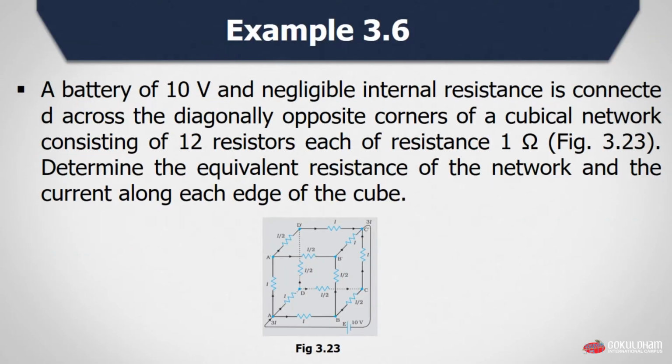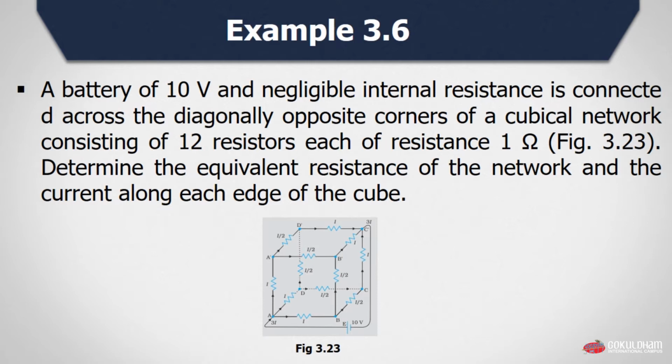Now let us look at example 3.6, according to which a battery of 10 V and negligible internal resistance is connected across the diagonally opposite corners of a cubical network consisting of 12 resistors, each of resistance 1 ohm, as shown in figure 3.23. Here we have given a cubical network, and the battery that is used is of 10 V and negligible internal resistance, connected across diagonally opposite corners, and the network consists of 12 resistors, and each resistor has value 1 ohm. We have to determine the equivalent resistance of the network and the current along each edge of the cube.